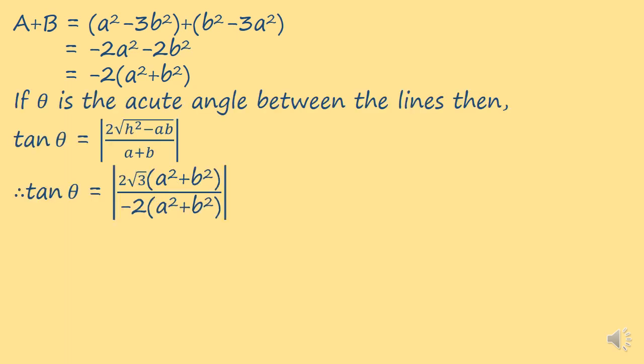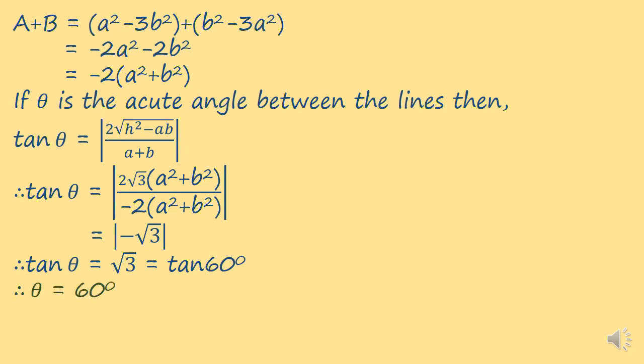So in tan theta, we substitute these values. We cancel out 2 and 2 from the numerator and denominator. Similarly, we also cancel out a square plus b square. And thus we get tan theta as mod of minus root 3. Remember, theta is acute. So tan theta is going to be positive. So tan theta is equal to root 3, which is nothing but tan 60. And thus theta turns out as 60 degree.